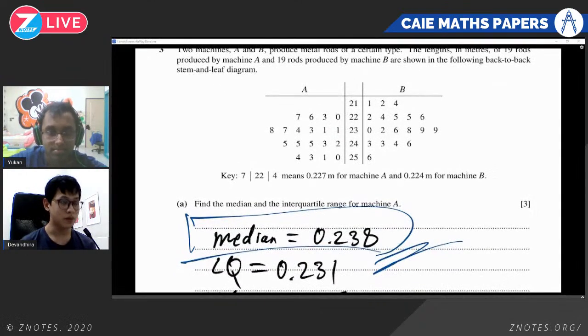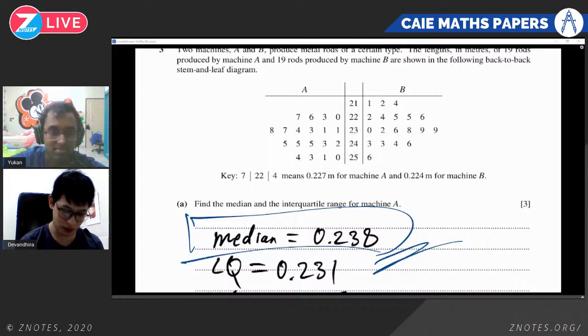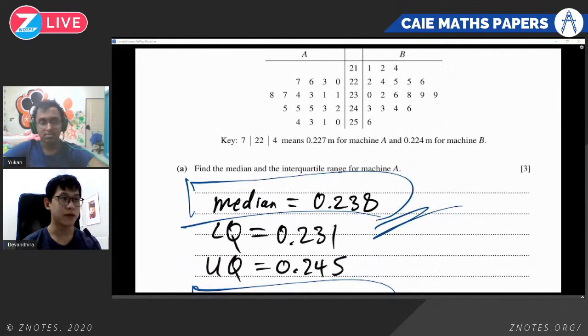Agree? Now what about the upper quartile? You just count backwards. Exactly. We count five, but instead of going from the lowest, we start from the highest, going down. So we start from here: 1, 2, 3, 4, and 5. So our upper quartile is just 0.245.